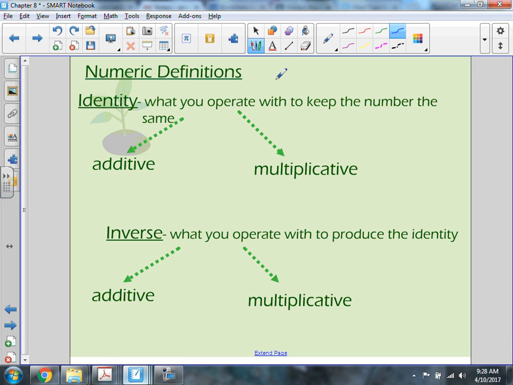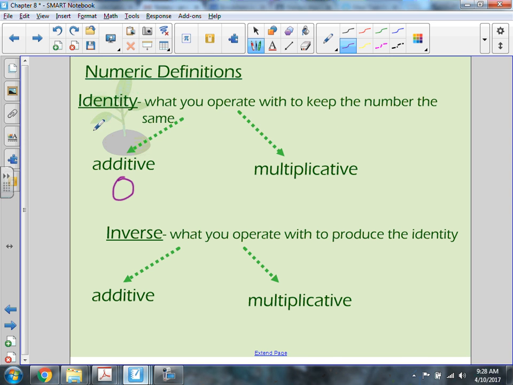So we have the numeric definition of an identity, and we have two different identities. Numerically, an identity is what you operate with to keep the number the same. So the question you need to ask yourself is, what do you add to a number to keep that number the same? And the answer is 0. You add 0 to a number to keep it the same.